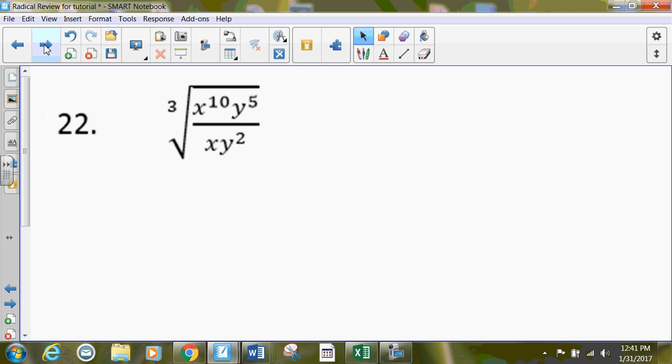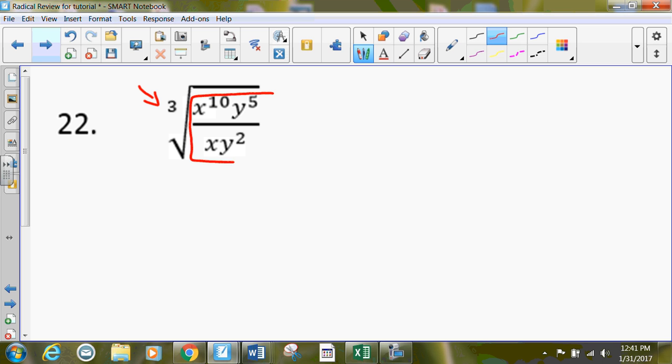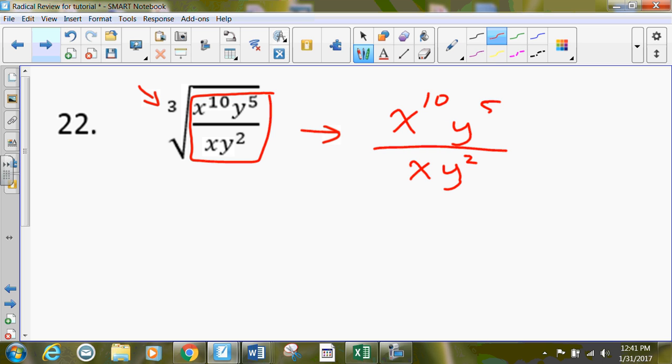All right, cube root. Before we tackle the cube root, we're going to simplify what's underneath here. We have x to the 10th, y to the 5th. This reminds me of stuff that we did in our exponent review. So x to the 10th over x is going to be x to the 9th. Y to the 5th over y squared is going to be y cubed. And of course, you've already watched that video, so you have no questions about that.